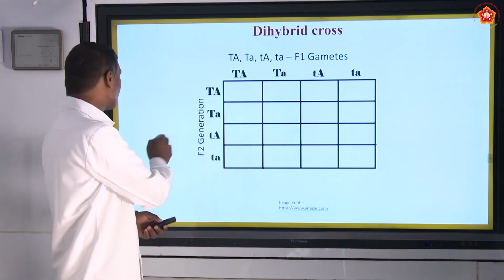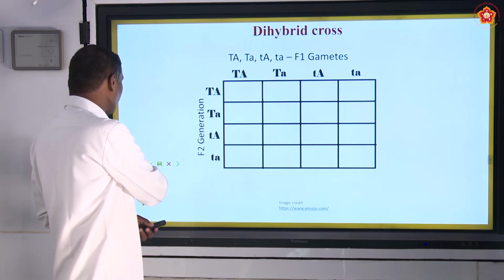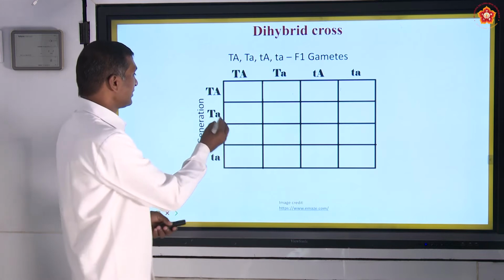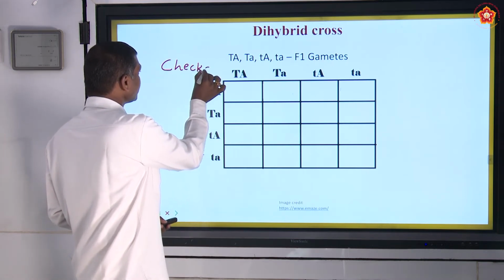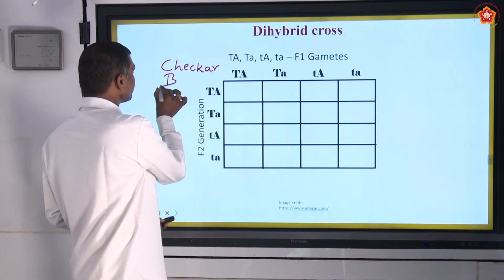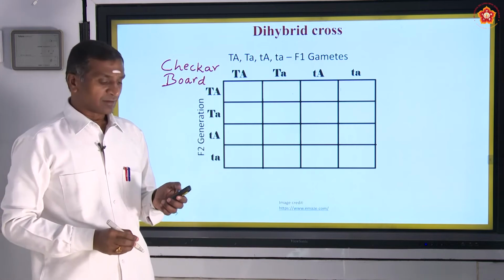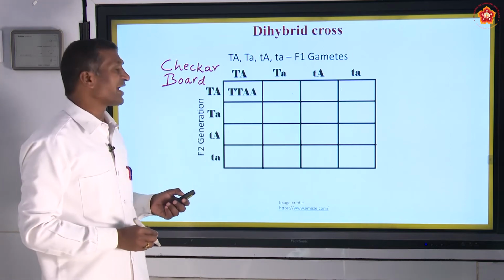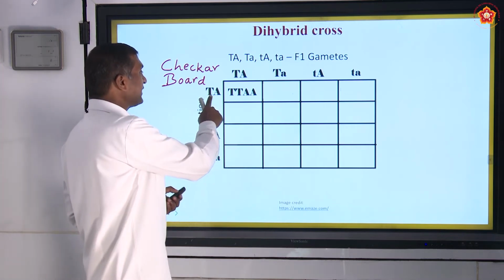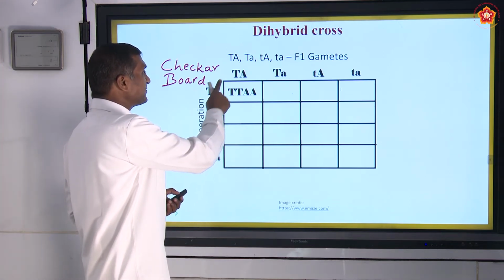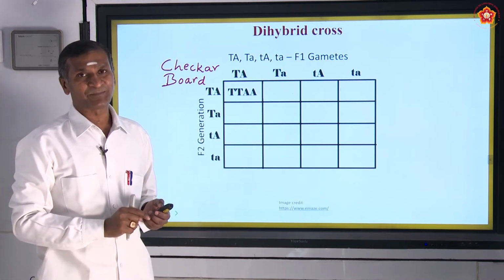And this is the checkerboard which we have written. So, the checkerboard: writing all the 4 gametes in the boxes, multiplying capital T, capital A with all these 4 varieties of the gametes that are obtained.